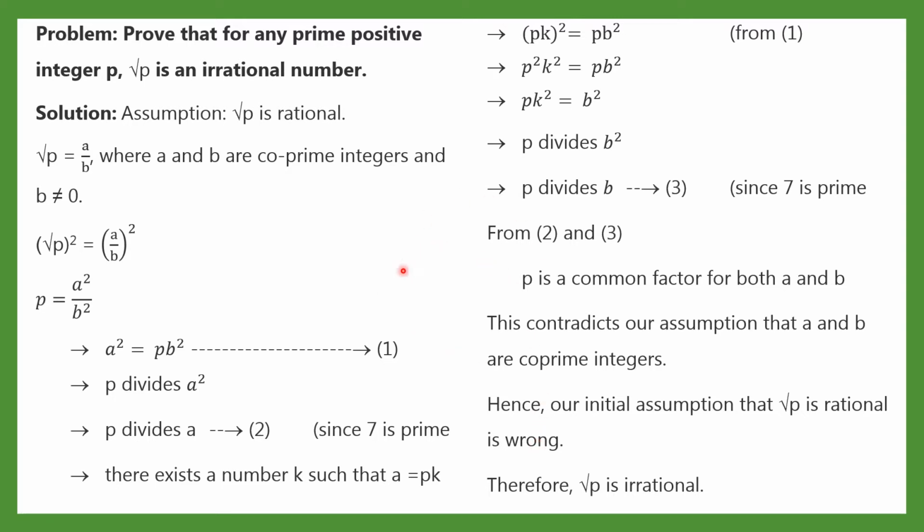Here all the steps we followed are just related to the solution where we proved root 3 is irrational or root 5 is irrational. The same way we followed all the steps to prove the irrationality of root p when p is a prime integer.